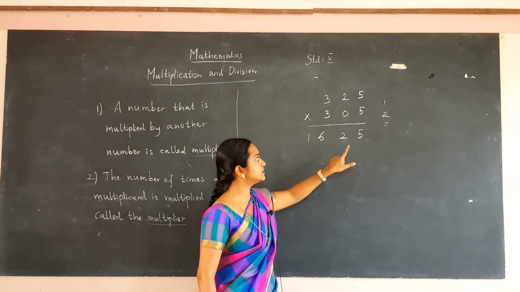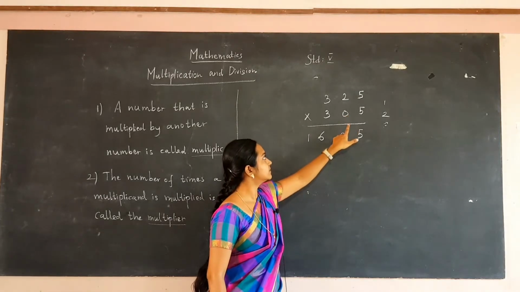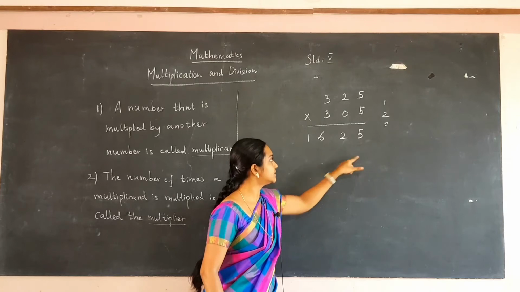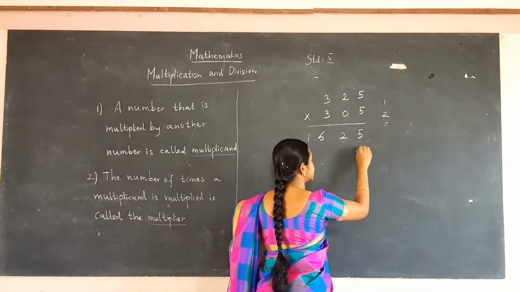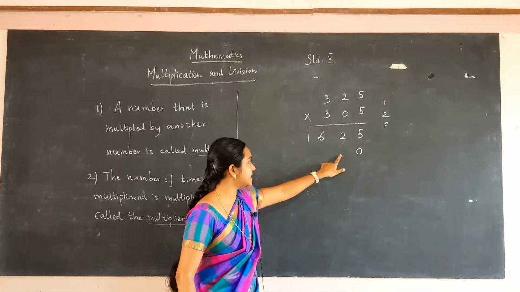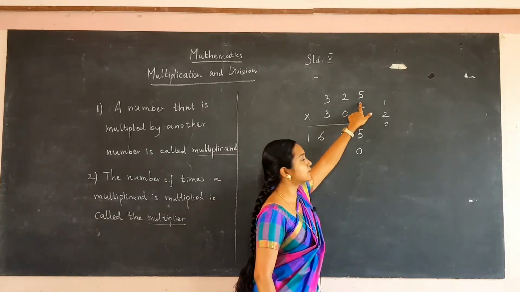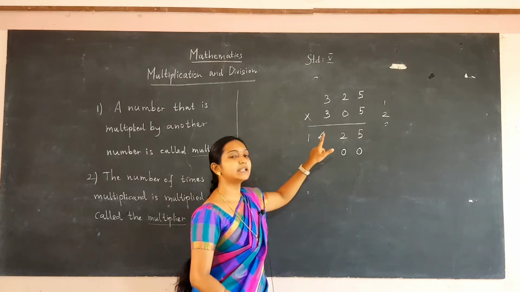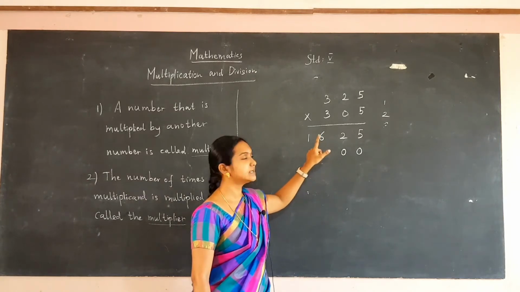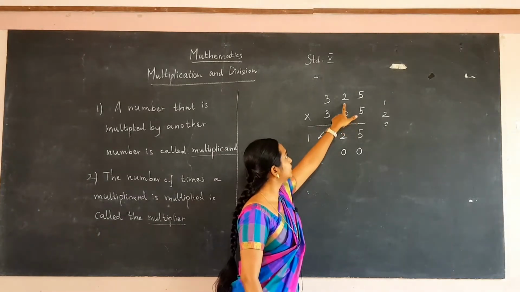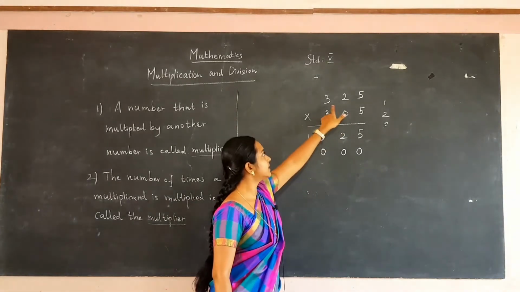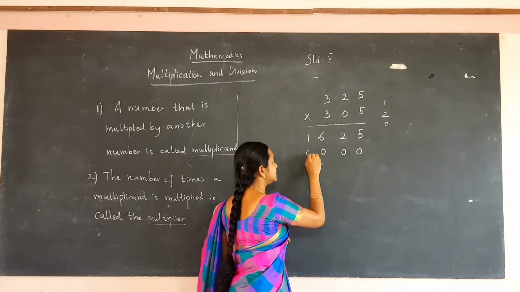Now we are going to multiply with 0. We are going to write a second line. So you have to put 0 in the first place and start writing from the second place. 5 into 0 will be 0. Any number multiplied with 0 will be 0. Next 2 into 0 will be 0. Again 3 into 0 will be 0.